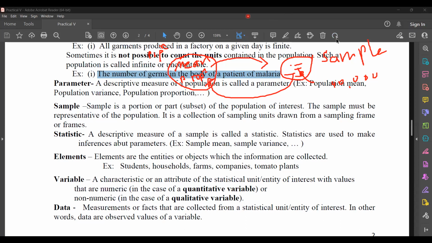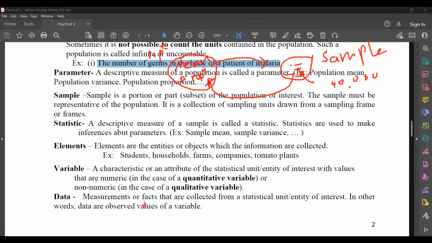One says weight. Yes, that's true. Height, weight, marks for the statistics course, average GPA, right? Those are the variables. We collect variables from the entities or the elements, right? Data. What is data? Measurements of facts that are collected from a statistical unit. Another answer: gender. Yes, true. That is also a variable.